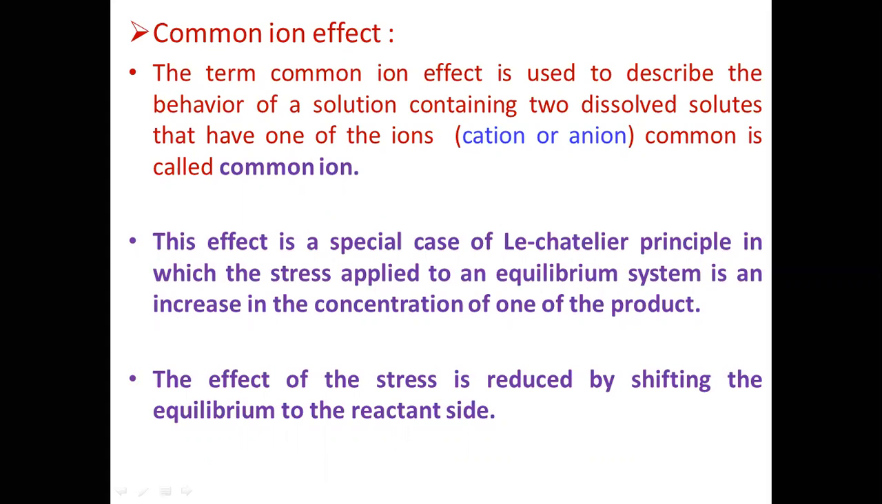What is the meaning of common ion? That two different solutes contain one ion in common. For example, sodium acetate and acetic acid. Acetic acid and sodium acetate are two different components. Acetic acid has the acetate anion and sodium acetate has the acetate anion. So in both molecules, in both species, the ion is common. Which ion? The acetate ion. So that becomes the common ion, right? So the solution containing two dissolved solutes that have one of the ions common, either cation or anion, whatever it may be, is called the common ion.